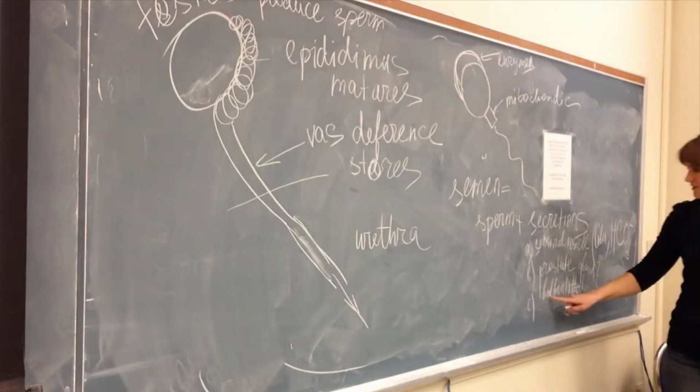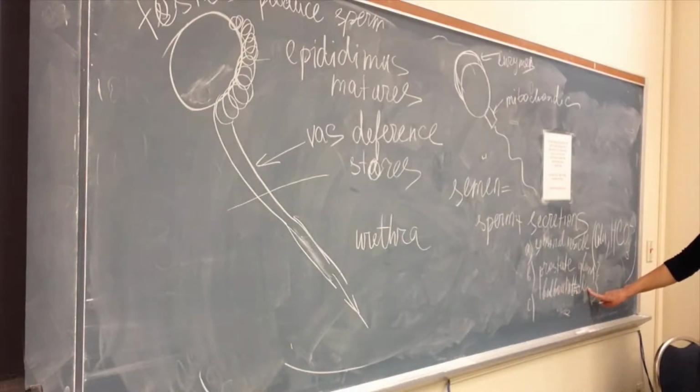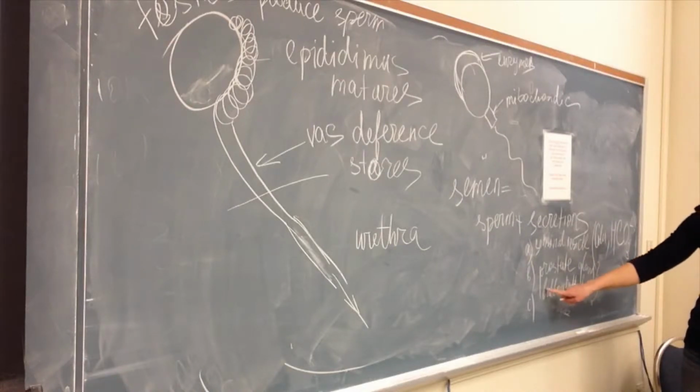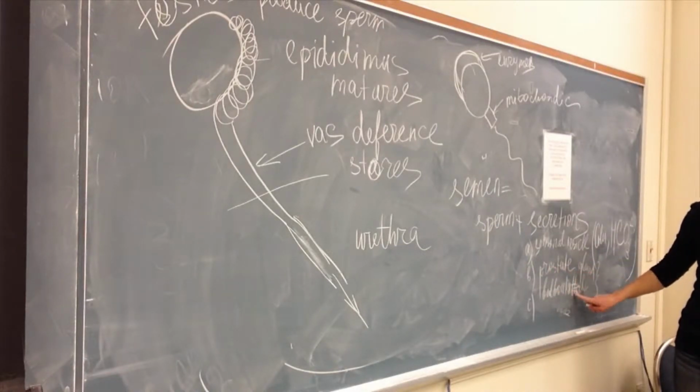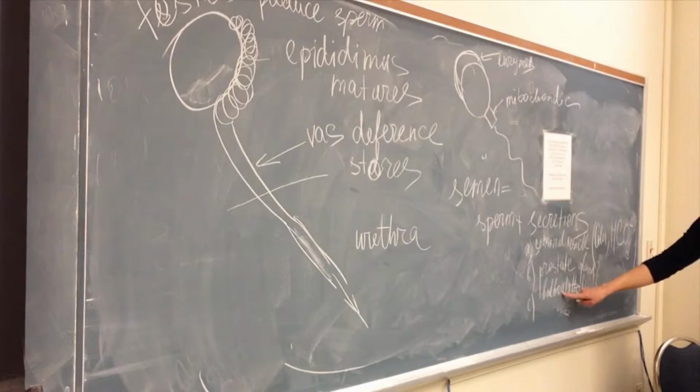You can remember that bulbourethral is the last gland on its way. Everybody knows about prostate. Because bulbourethral has urethra in its name, it means that it's very close to the urethra.